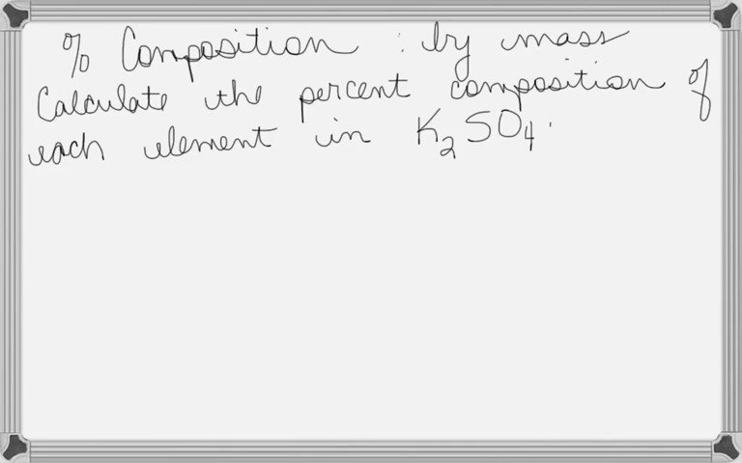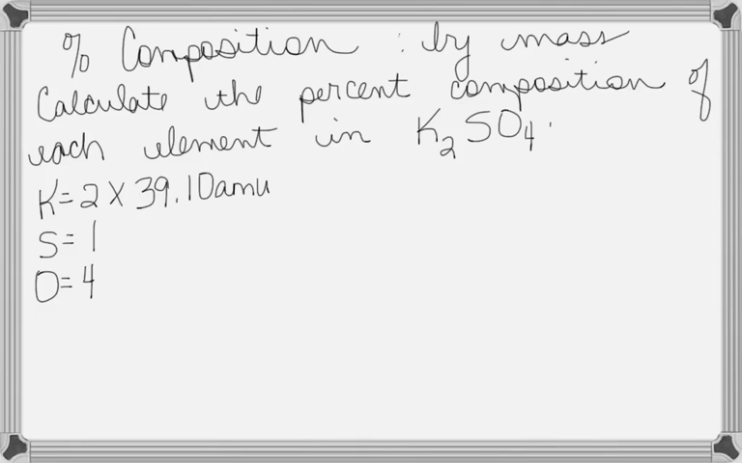So what do I have to do first? First, I've got to break it up and say, okay, there's 2 potassiums, 1 sulfur, and 4 oxygens, and calculate the mass for each of those. What's potassium? What am I going to write? 39.1. Yes, 39.10 AMU. I get that from the periodic table.